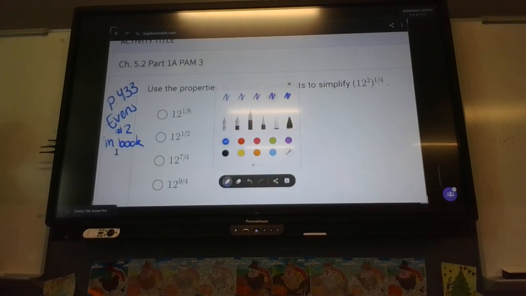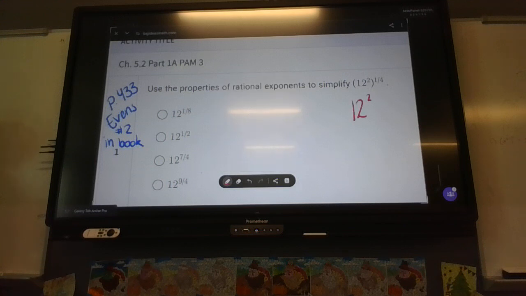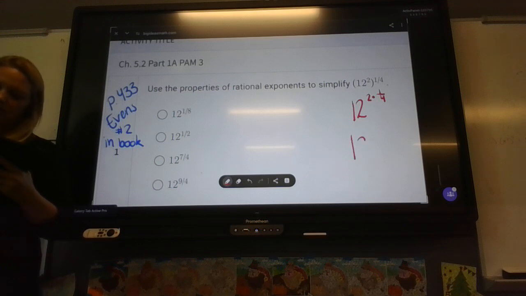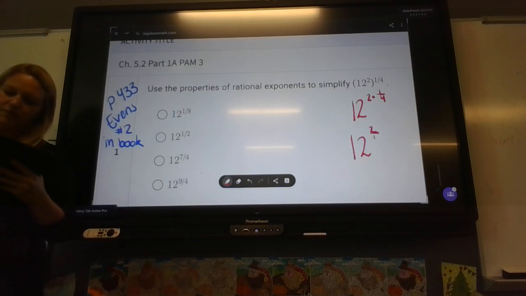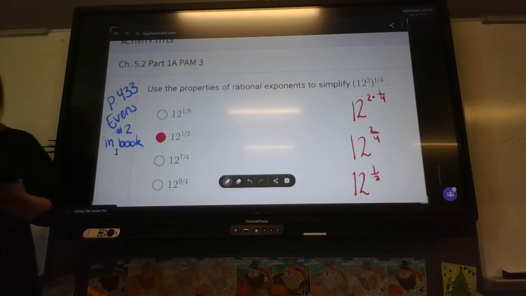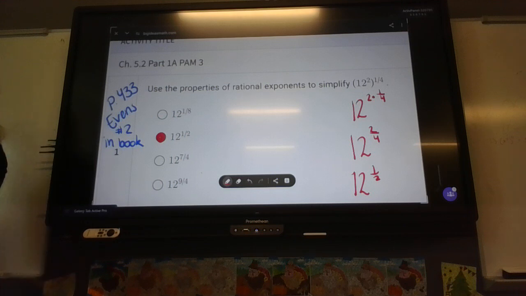All right. So here we have a power of a power. So we're going to multiply these exponents. Base 12, 2 times 1/4. So that's base 12, 2 over 4. So that's base 12, 1/2. You can click on letter B there and check it, see if it's right. And that's your number 2 done.